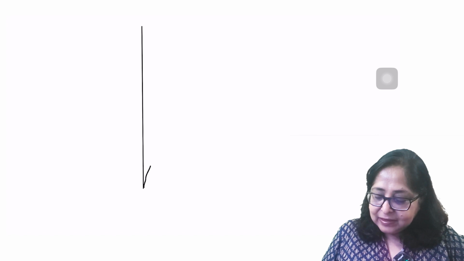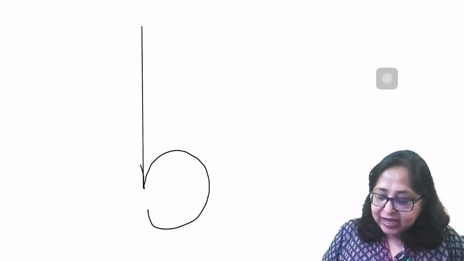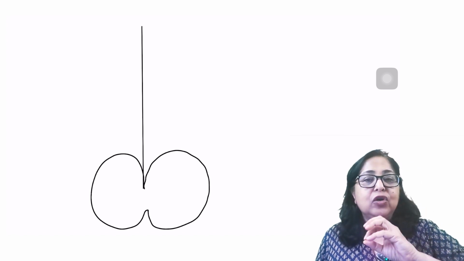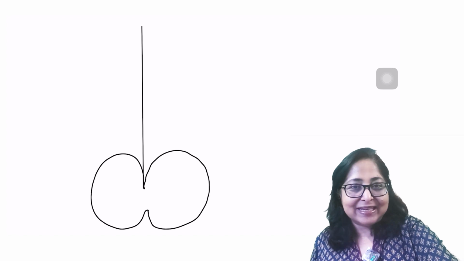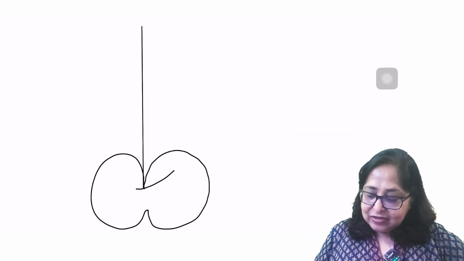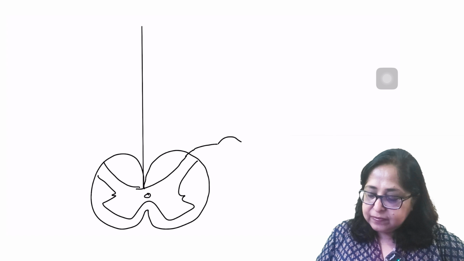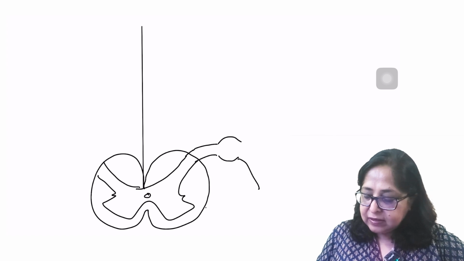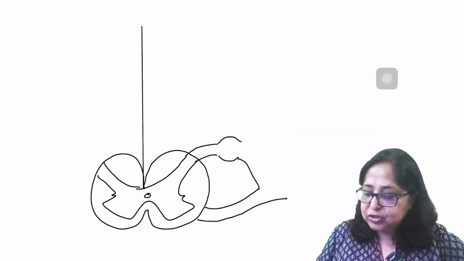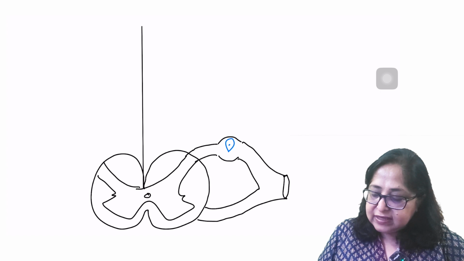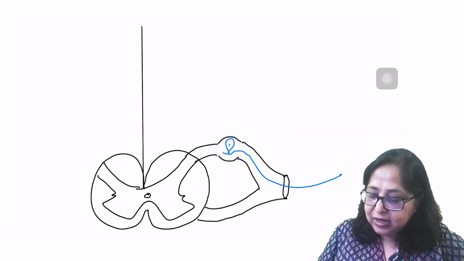Let's see what happens in the spinothalamic tract. Spinothalamic tract is meant for pain, temperature, crude touch, itch, tickle, sexual sensations. So let's see. Again, the spinal cord, the dorsal root. There is a dilatation in the dorsal root, which is known as dorsal root ganglion. Here you have the first order sensory neuron, which is pseudo-unipolar.